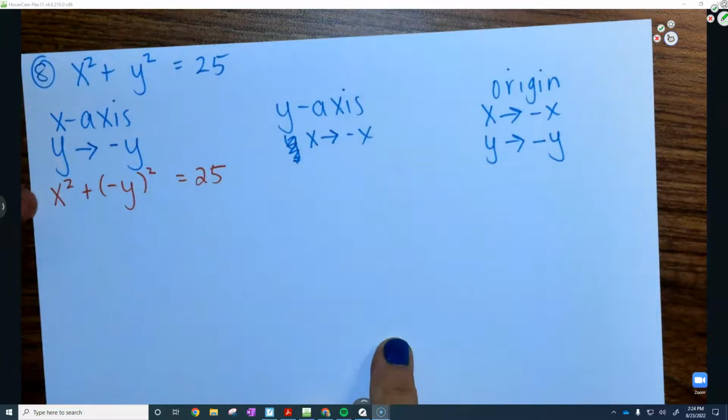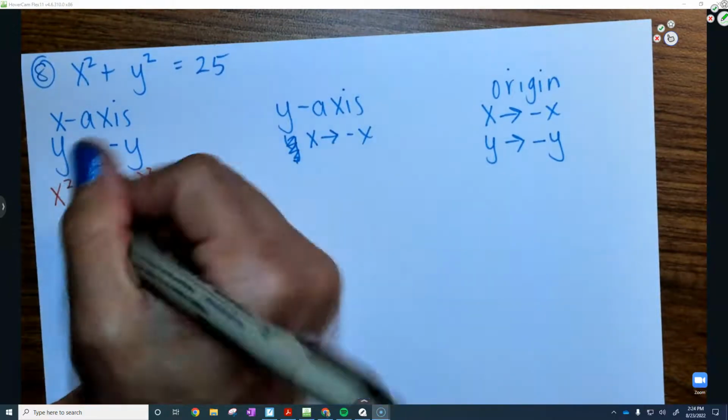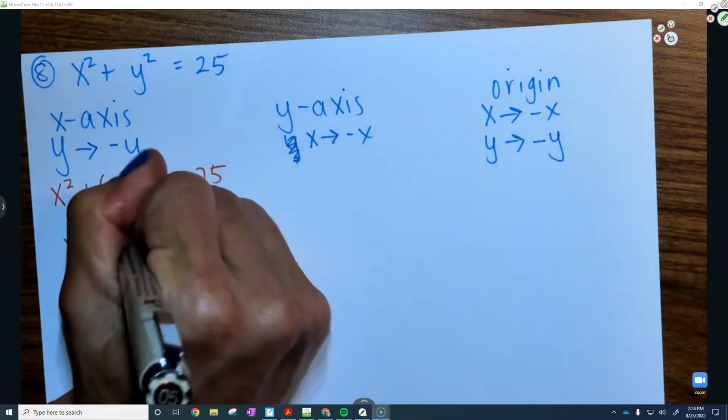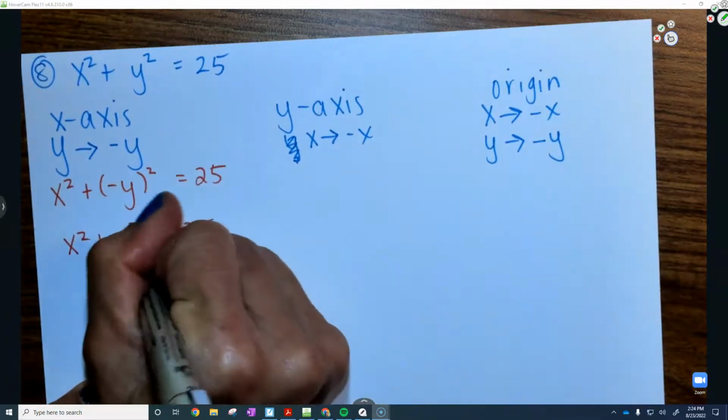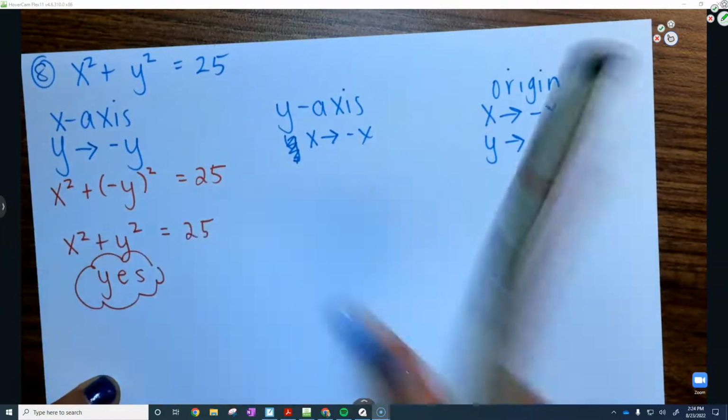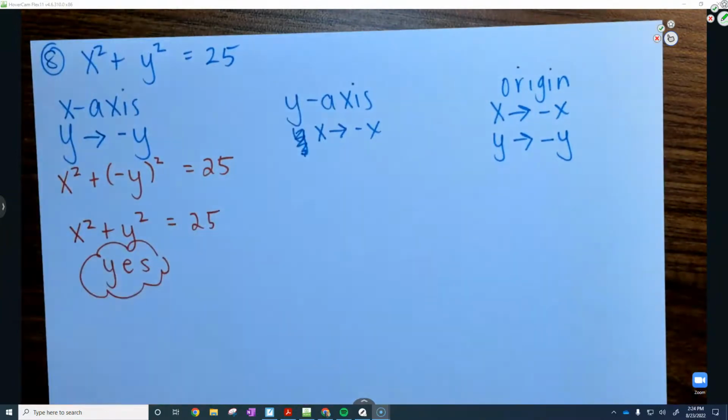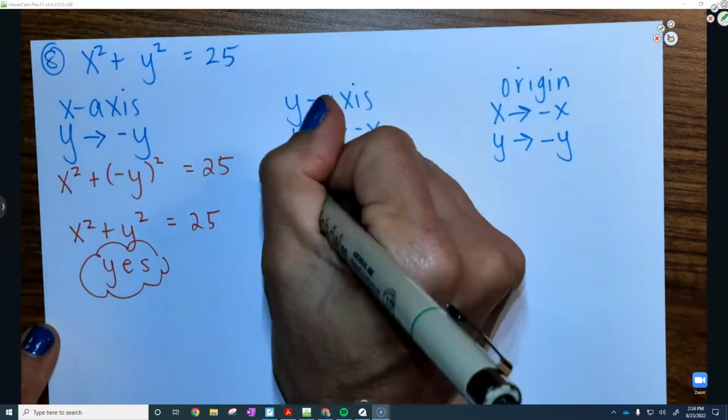Guys, when you do your math here, are you going to end up with the same thing? Yes, you are. Good job. You need to write yes right here. You better make sure I see that yes tomorrow. All right, let's do the y-axis.